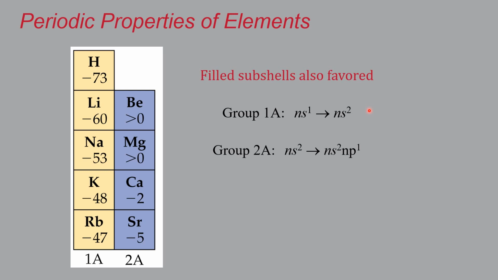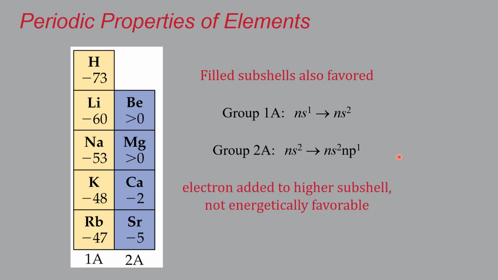Group 2, on the other hand, already has a completely filled subshell. That extra electron goes into the p subshell right above it. While this is not as bad as adding the new electron to a completely new shell, it's still energetically unfavorable. And so that is why the electron affinities for the group 2 elements are a little bit lower than you might otherwise expect, and these are a little bit greater than you might otherwise expect. And remember, we're reversing the math here.